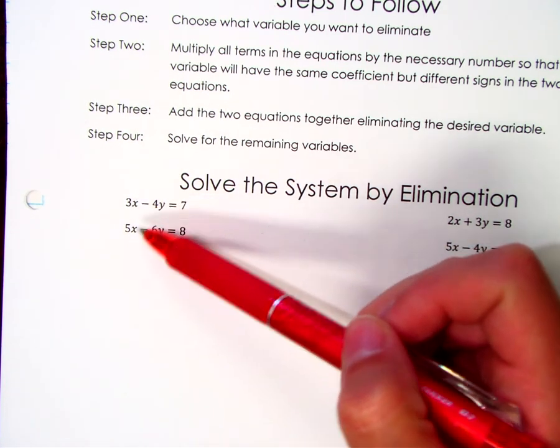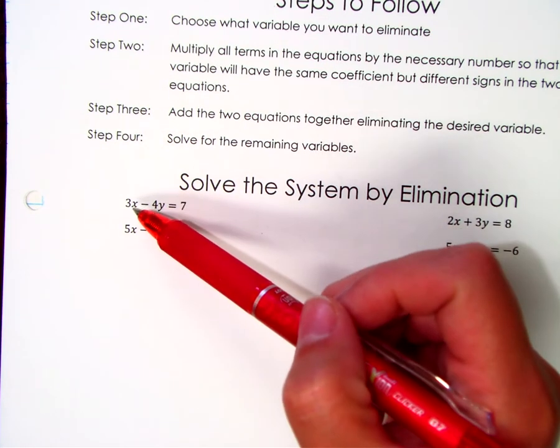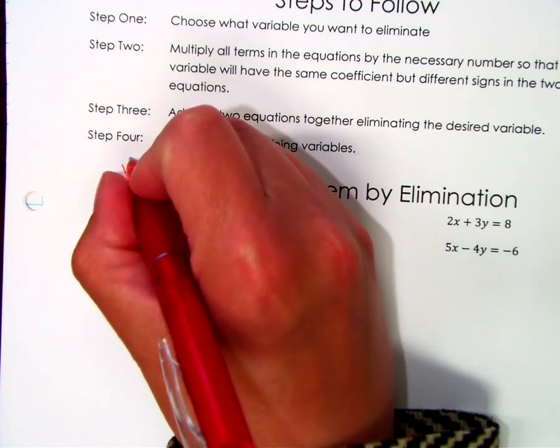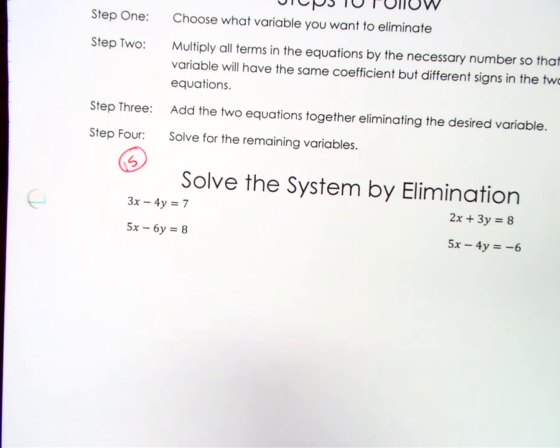3 and 5, not the same number. 4 and 6, not the same number. So what do you want to eliminate first, y or x? You guys pick. Doesn't matter to me. Y. Okay, we're going to eliminate x. So what LCD does 3 and 5 go into? 15. So our goal is to get a coefficient of 15. So what do I need to multiply 3 by to get it to 15?